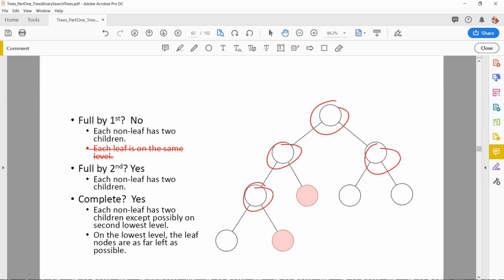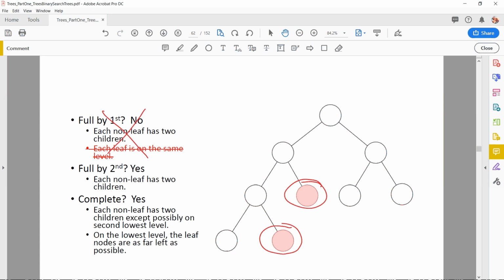But by the second part, is each leaf on the same level? And that part does not meet that part because this is a leaf on this level and this is a leaf on that level. So it's not full by the first definition, but it is full by the second definition because each non-leaf has two children. So that less stringent definition, it is full.